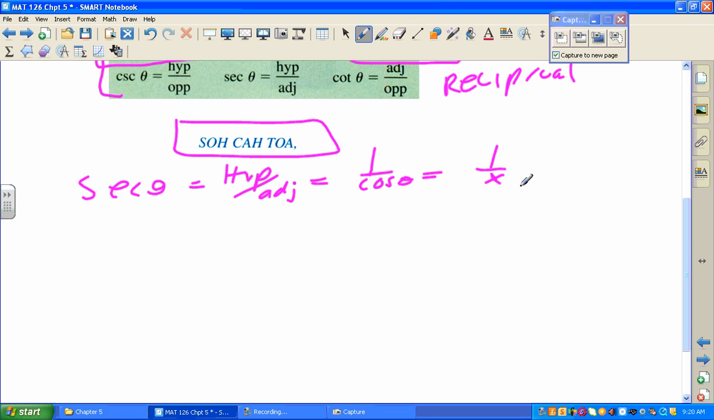Okay? And obviously for cotangent, that'd be similar. That'd be adjacent over opposite. That would be 1 over tangent. And that would be x over y. Okay?